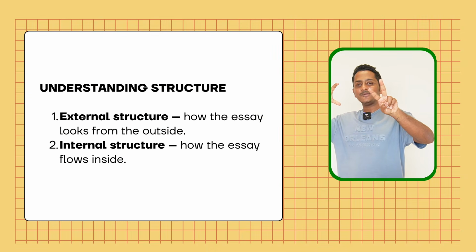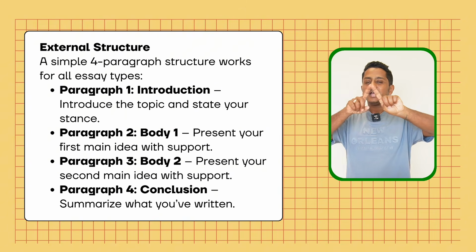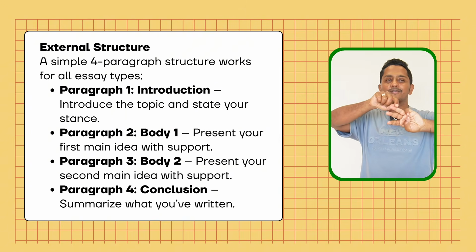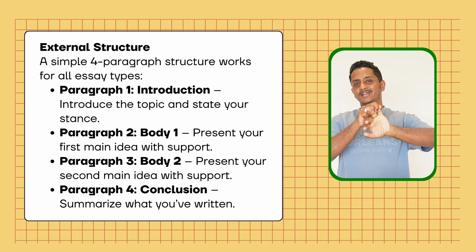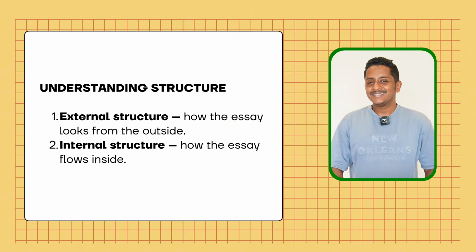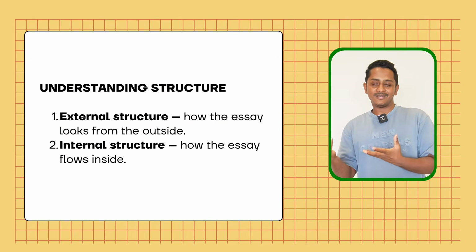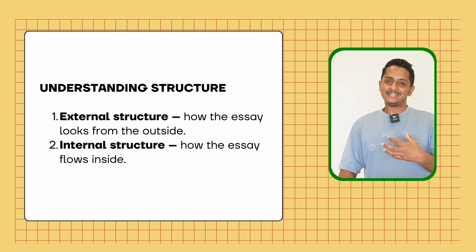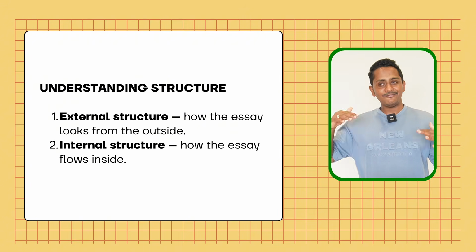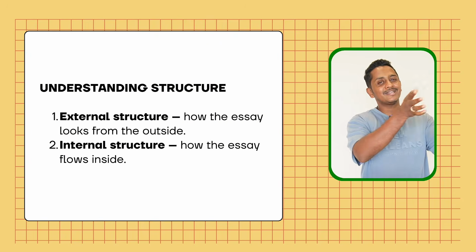Next, let's understand the structure. Remember, there are 2 structures. One is the external structure. If you look at an essay from outside, it should look like it has 4 paragraphs: introduction, body paragraph 1, body paragraph 2, and conclusion. But inside body paragraph 1, that would be the internal structure. This internal structure contributes to your coherence and cohesion. We call this in IELTS the heart of essay writing, wherein you should represent the flow, like the water that flows in a river.